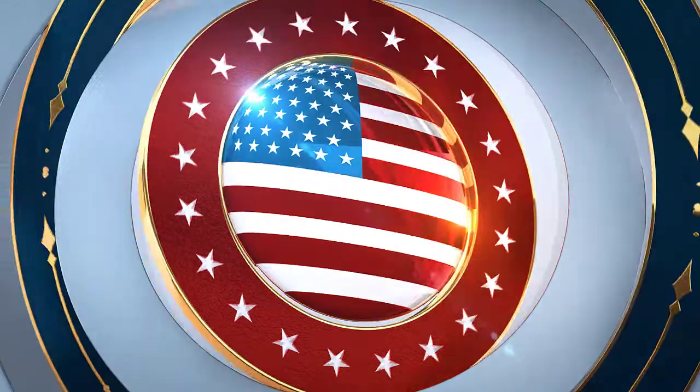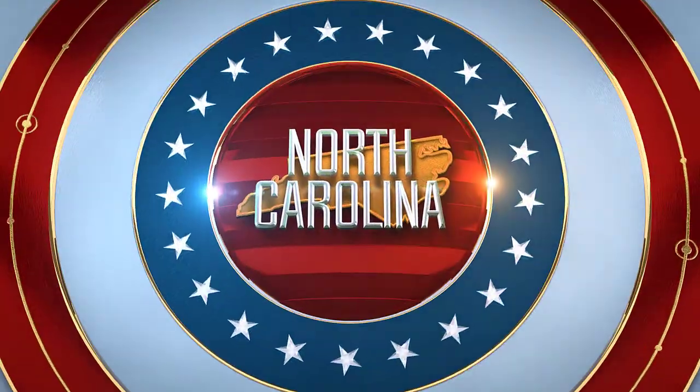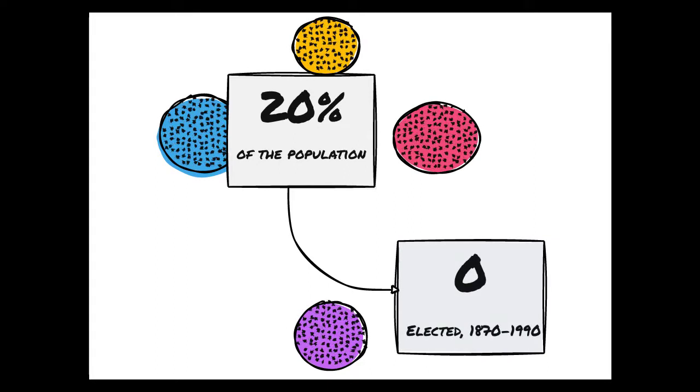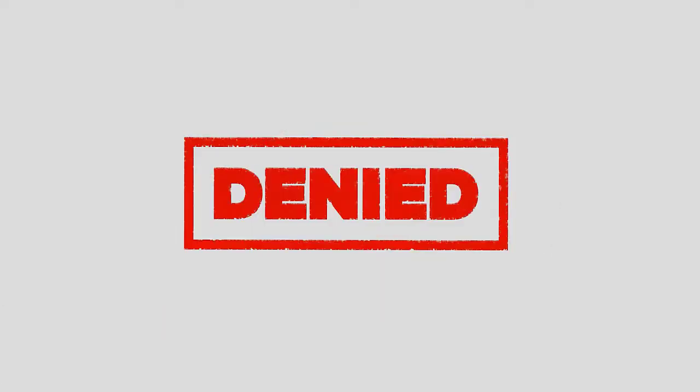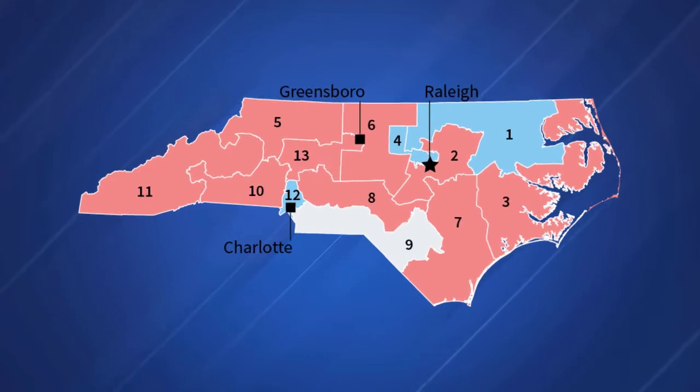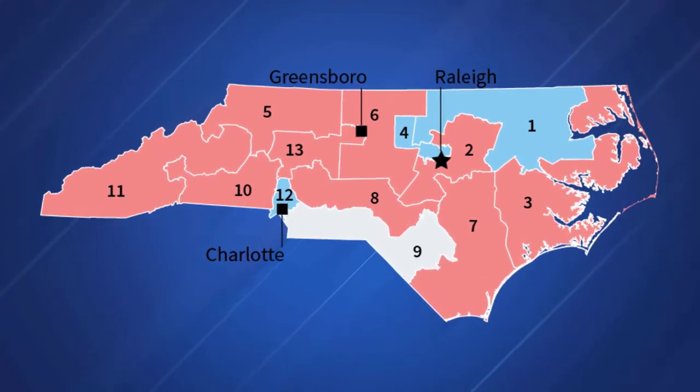North Carolina is an excellent example. Approximately 20% of the population of North Carolina is African American. And yet for 120 years, from 1870 to 1990, not a single African American was elected to Congress or statewide office. Despite constituting 1 out of every 5 North Carolina residents, they were shut out of elective office for more than a century. Although there were many reasons for this, one of them was the use of single-member districts.